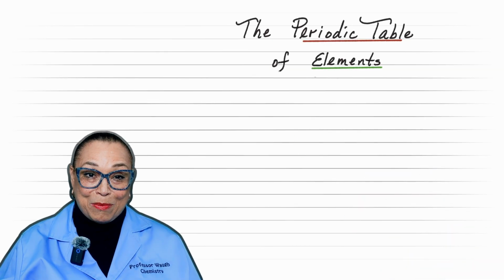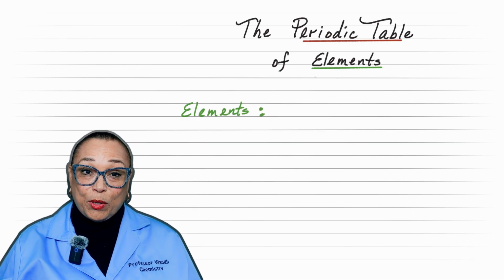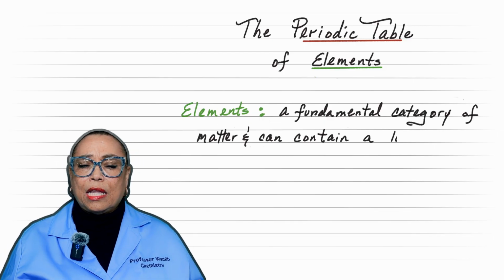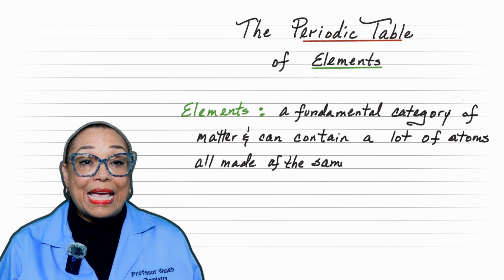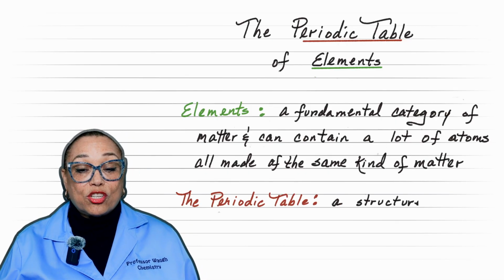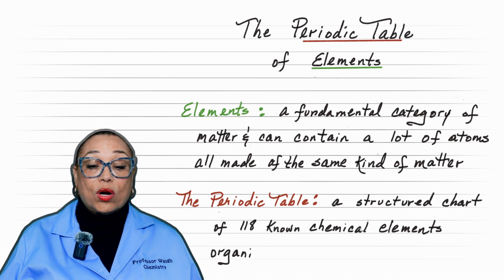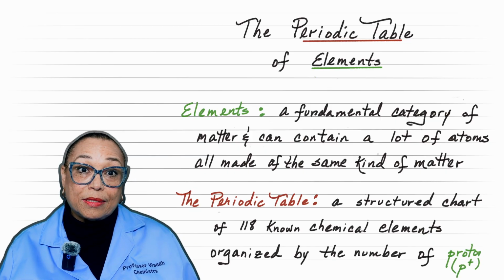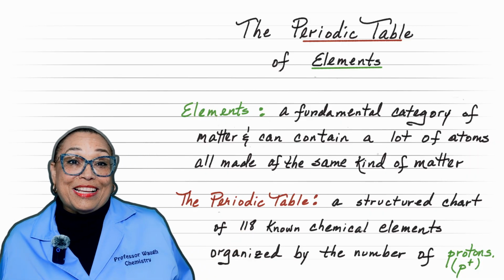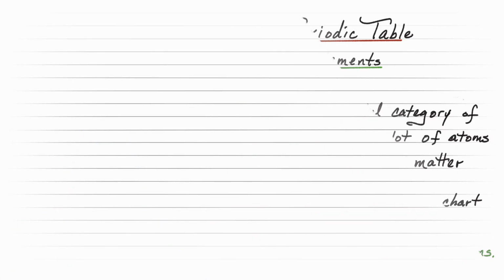The periodic table. Let's talk about it. Elements. That's what we find on the periodic table. They are fundamental categories of matter and contain a lot of atoms, all made up of the same kind of matter. Now, the periodic table is a structured chart of 118 known chemical elements organized by the number of protons. Change the protons, you change the element. Change the protons, you change the element. I sing that crazy rap to my students all the time.